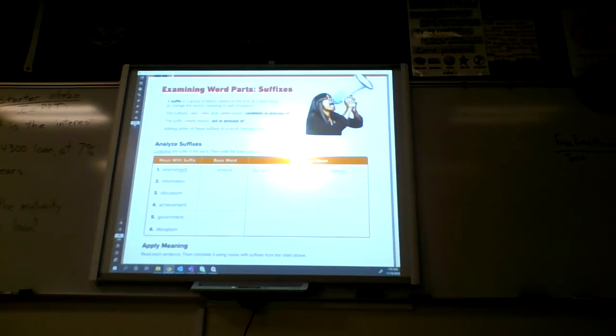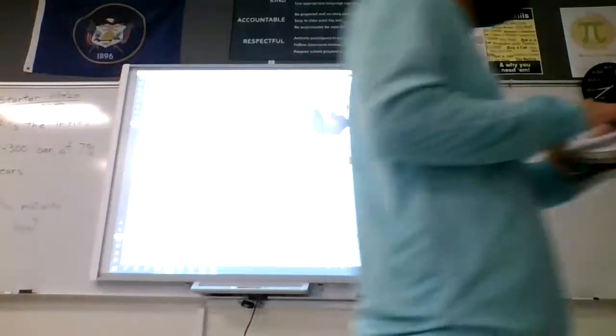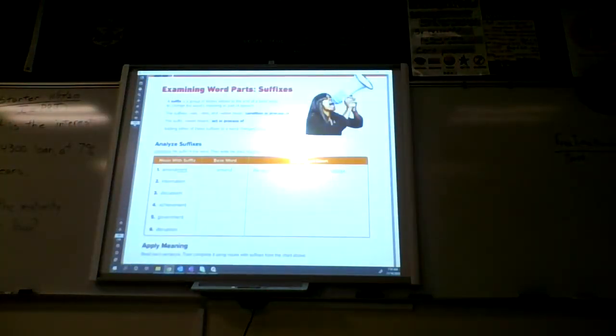See how suffixes can help us unlock meanings of unfamiliar words. And we'll use context to identify the meaning of multiple meaning words.